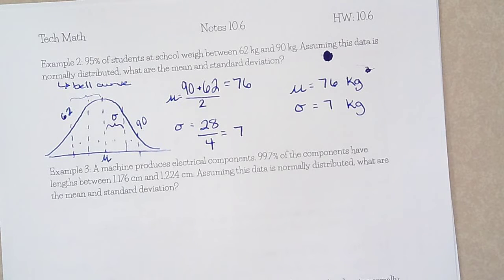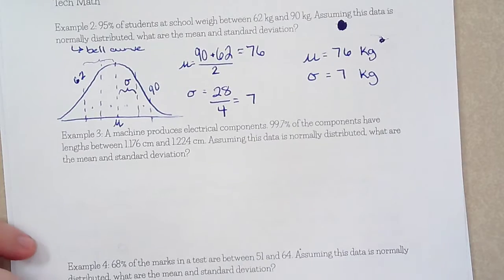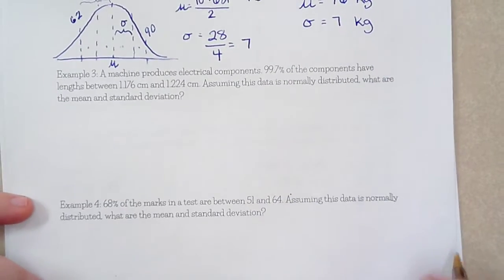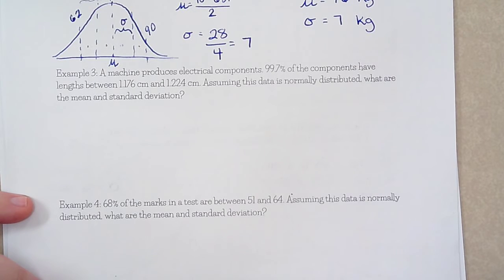All right, that was a little confusing. I got my notes a little mixed up, so let's look at another one. A machine produces electrical components. If 99.7, we're going to round that up to 99, percent of the components have lengths between those two numbers, and we assume it's normally distributed, what are the mean and standard deviation?